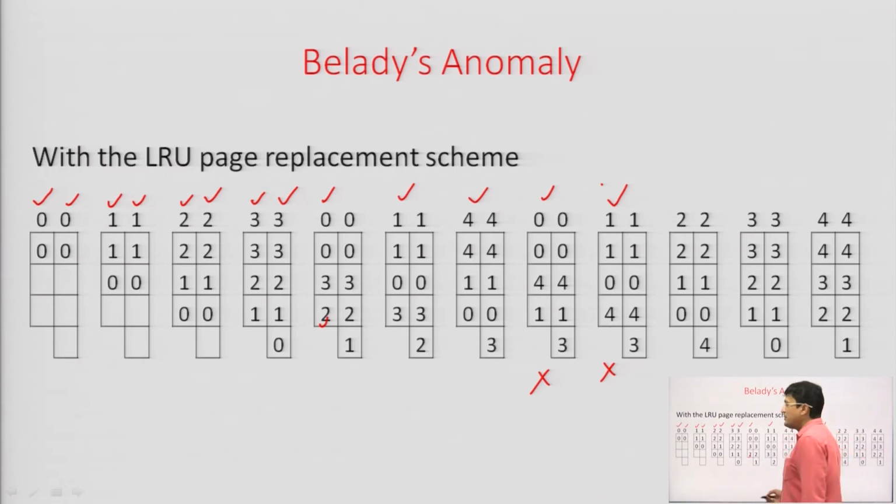For 2, 2 is not present, the least referenced page is 4, we will send that out and bring 2 here. So there is a page fault. For 3, again 0 will be sent back and 3 will be brought here. So there is a page fault. For 4, 4 is not present, so 4 will be brought into the frames and 1 will be sent out.